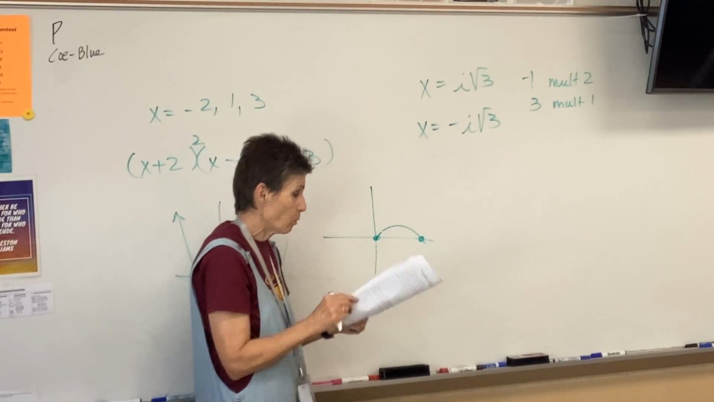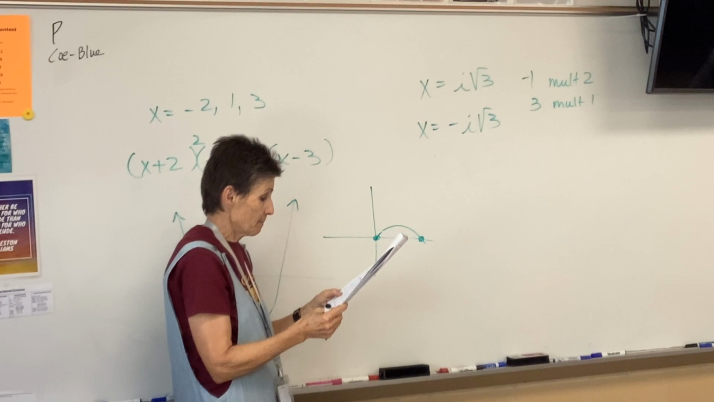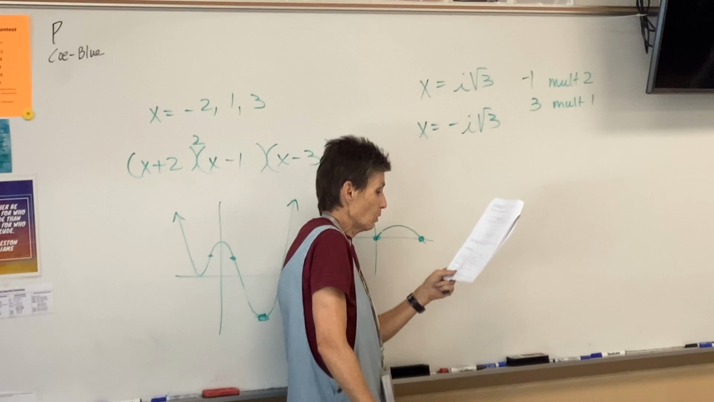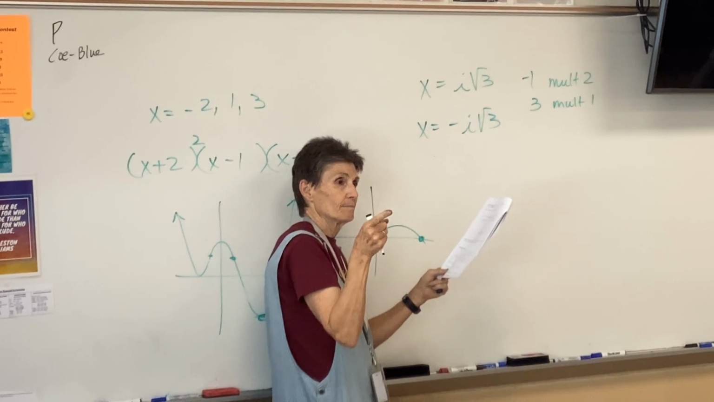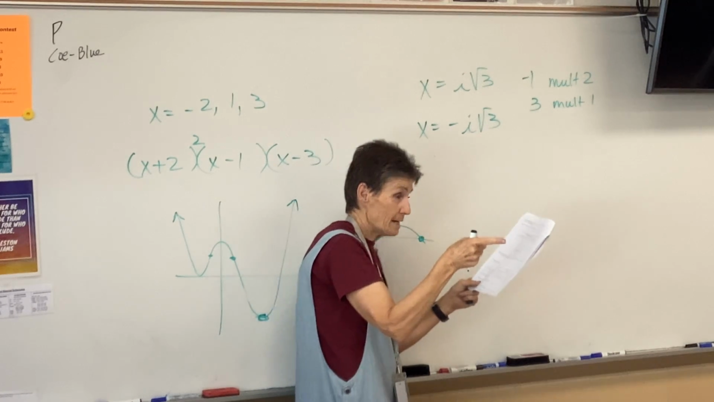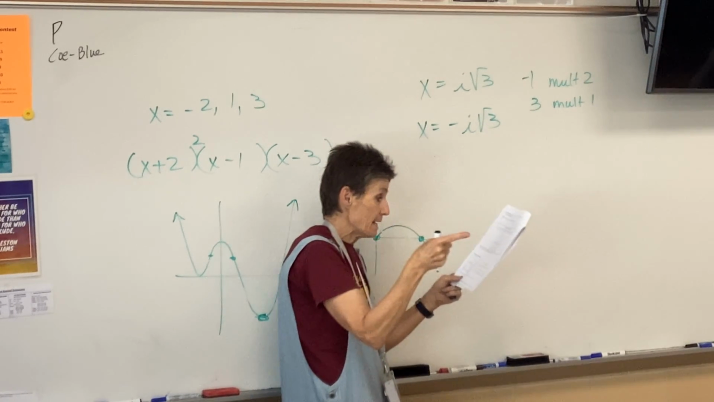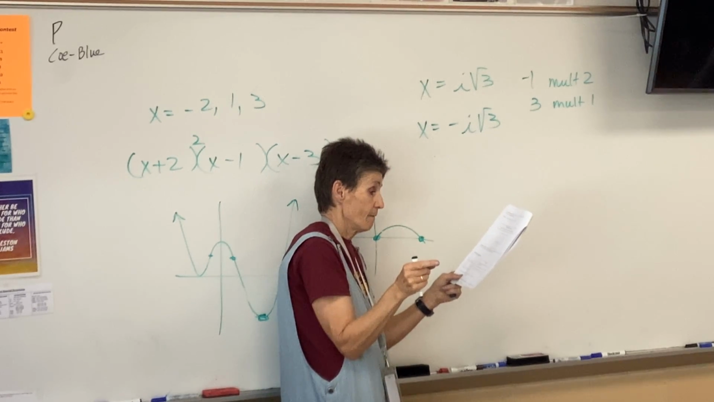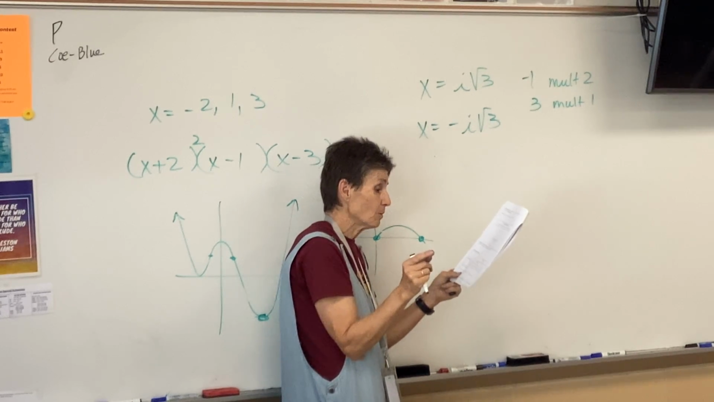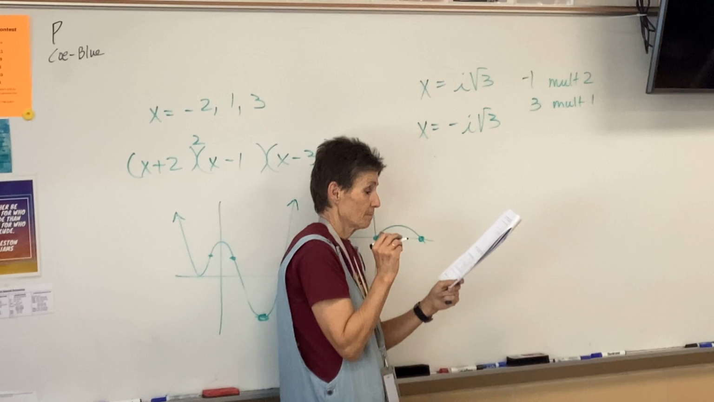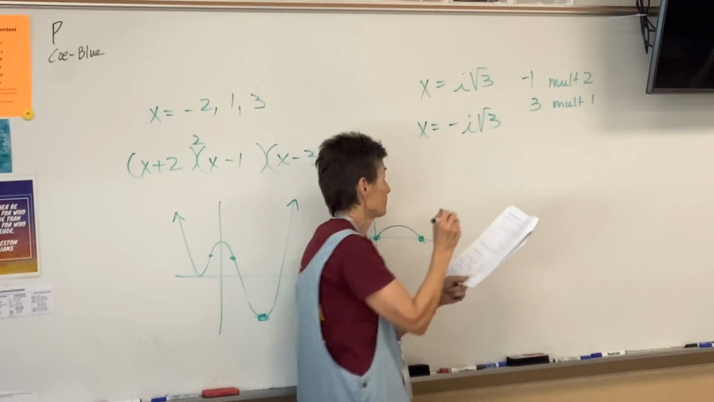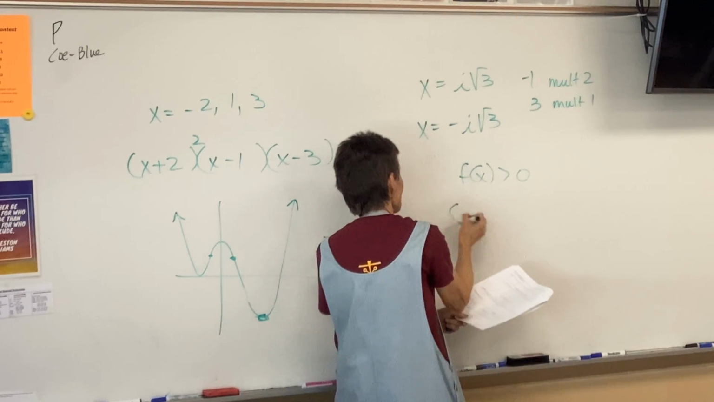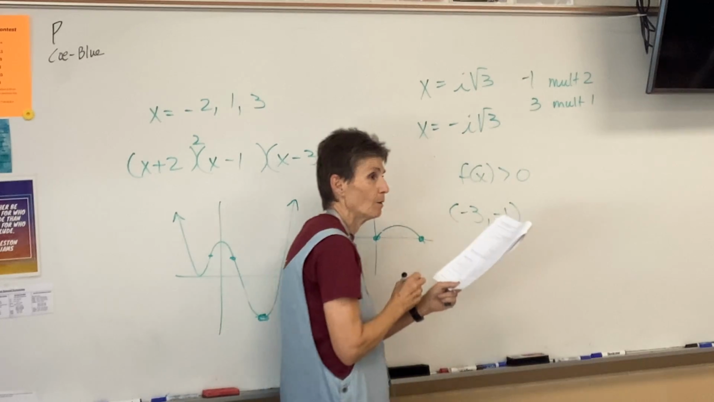All right, polynomial inequalities. We're getting ready to solve some of these. Consider the function f of x above. Where is f of x equal to 0? -3, -1, and 3? Where is it bigger than 0? Oh, you guys, -3 to -1, it's bigger than 0, right?